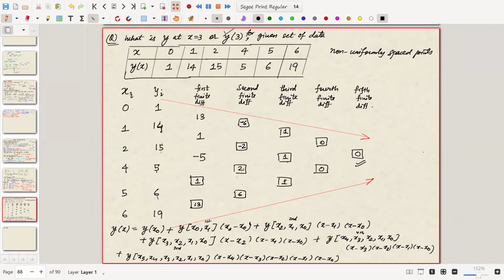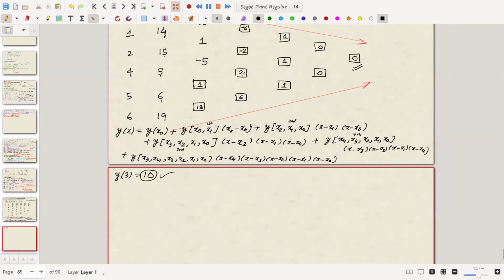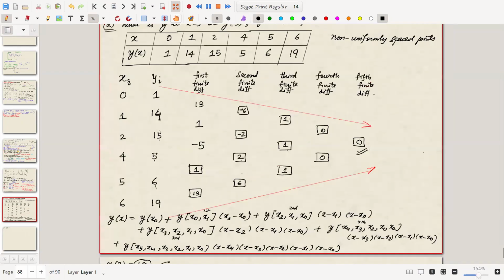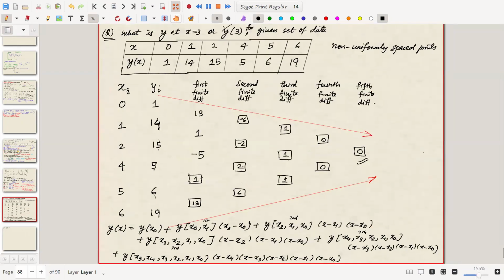Because at x equals to 2, y was 15, and at x equals to 4, y suddenly became 5. So the function value started to decrease from 15 to 5. So the value should be around 15 to 5. It is expected. And which is exactly what you see, 10, which follows the decreasing trend. First 15, then 10, then 5. So hope you got a hang of this method.